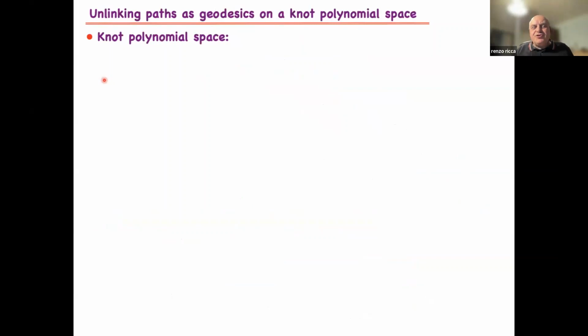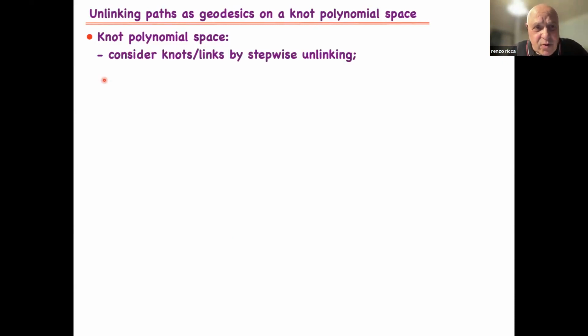Now, we need to introduce a new approach, and the idea was to reconsider these unlinking paths as some kind of flows in an abstract space. What about a knot polynomial space? This is something new in knot theory as well. So this is the way it goes.